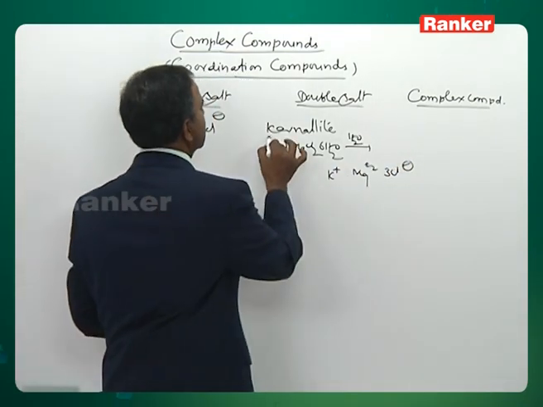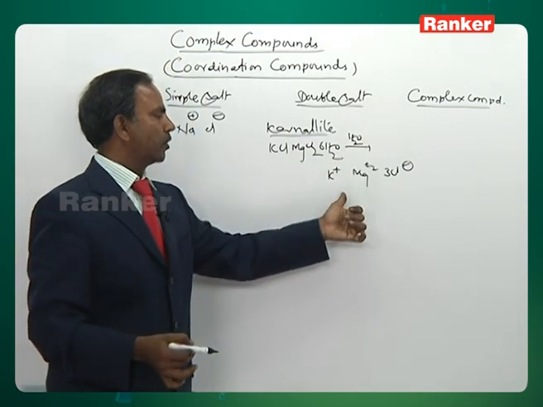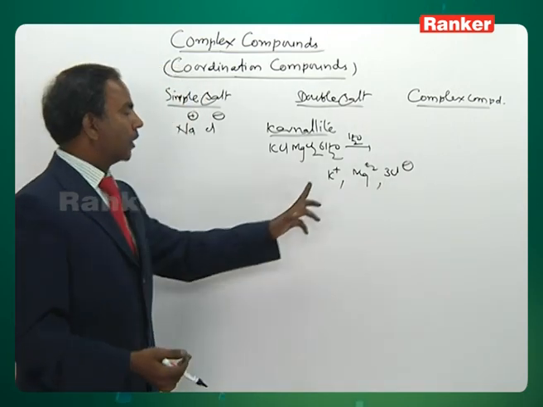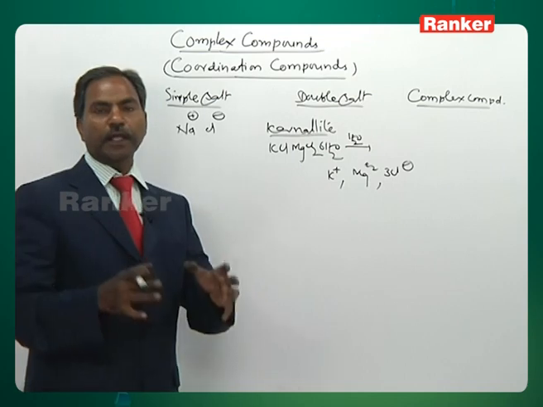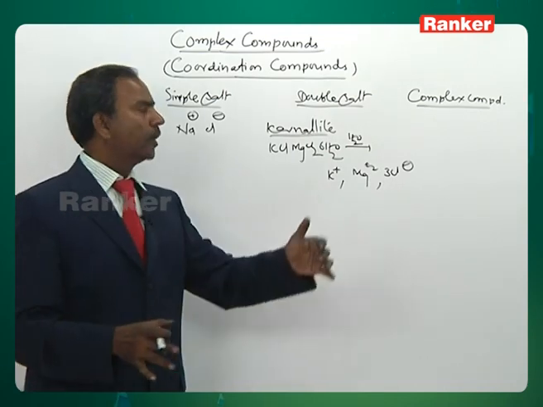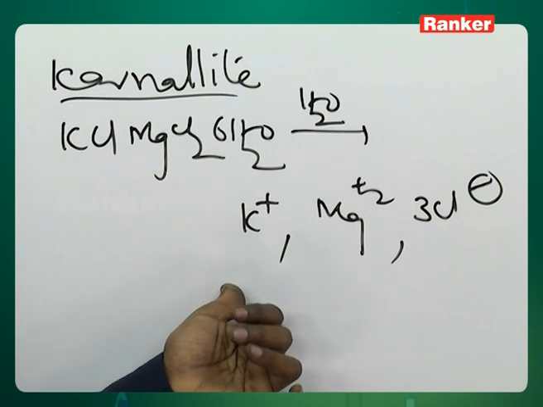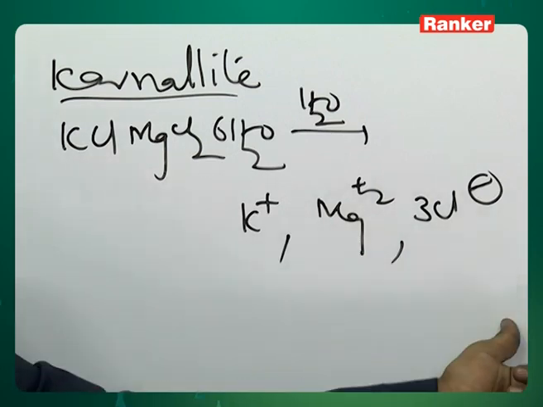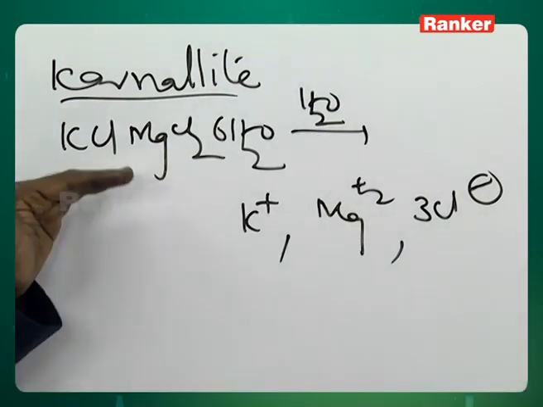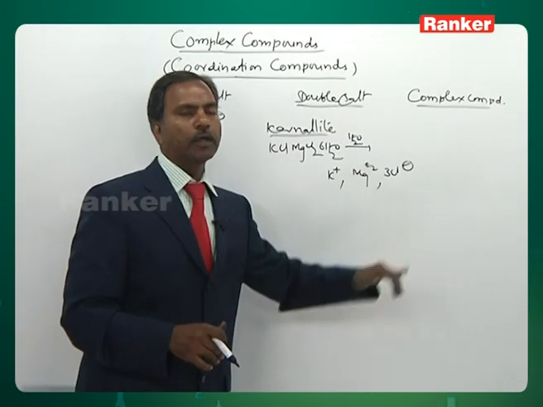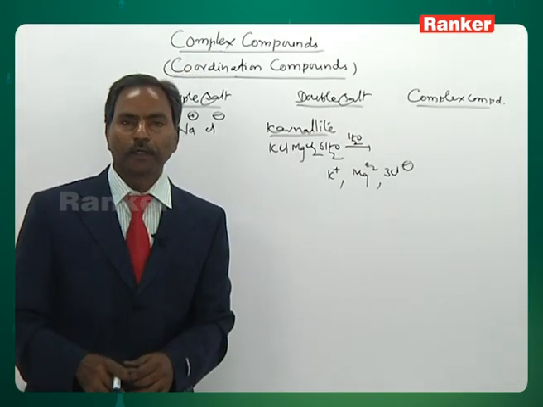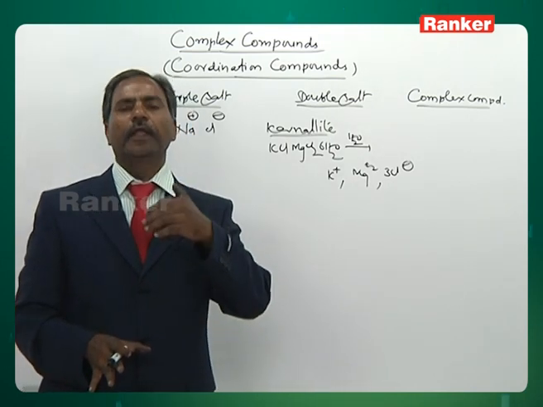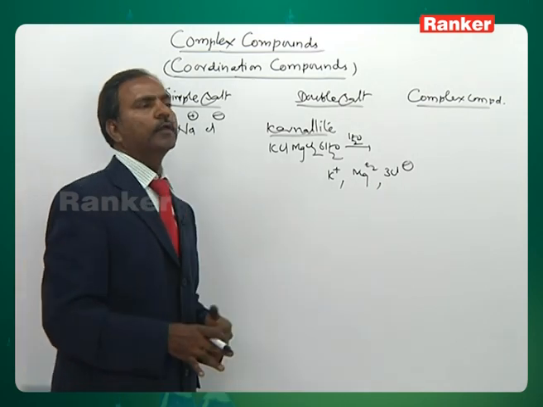What I said? The salt which undergoes complete ionization to produce all of the component ions, and the component ions exhibit their specific chemical tests. K+ ion is independent, exhibiting its independent properties. Mg2+ is also independent, and Cl- ions similarly. So such a salt, which undergoes complete ionization in aqueous solution producing all its component ions exhibiting their independent properties, we call a double salt.